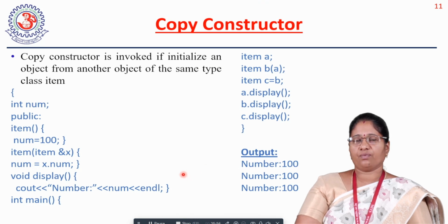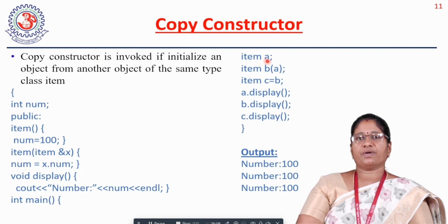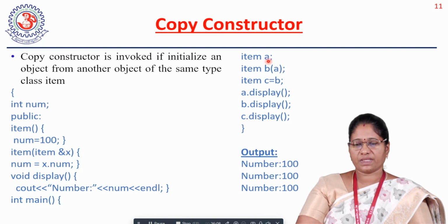How can we invoke this copy constructor and the default constructor in the main function? Within main, the first thing I need to do is create the first object, like item A. When the object is created, automatically the value is assigned to that variable. Here number is equal to 100, so I am going to get number is equal to 100.